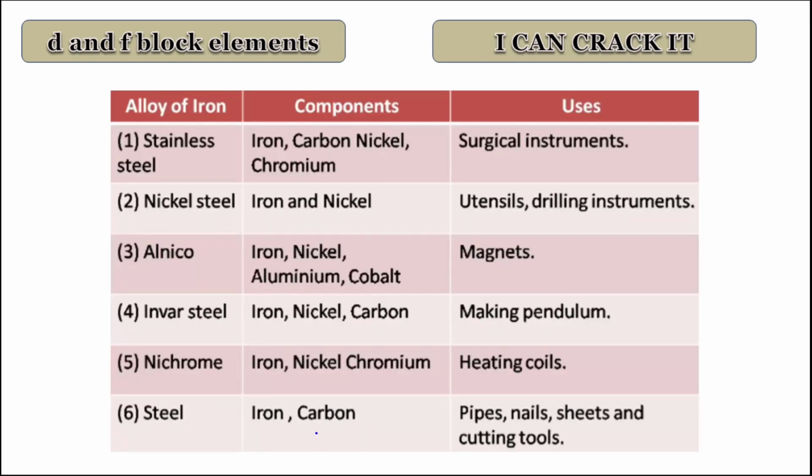Now let's see a few alloys of iron: stainless steel, nickel steel, alnico, invar steel, nichrome steel and steel. In stainless steel, the components are iron, carbon, nickel, chromium. Nickel steel: iron and nickel. Alnico: aluminum, nickel, cobalt. Invar steel: iron, nickel and carbon. Nichrome steel: nickel and chromium with iron. And in general steel, we use iron and carbon. And these are the uses of the alloys of iron. You can go through it.